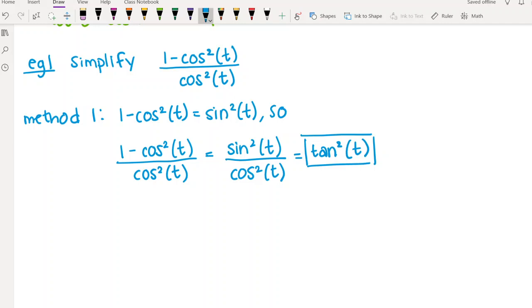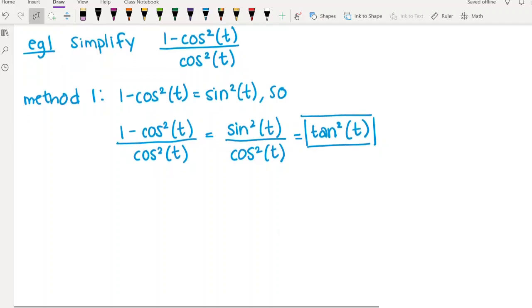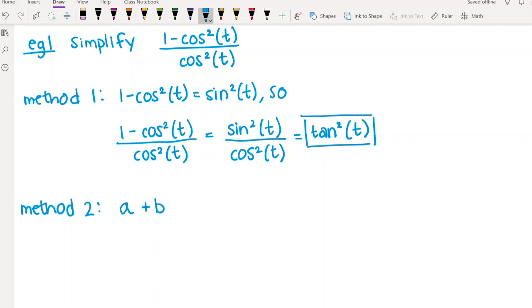But I want to show you a second method because it's going to relate to what we'll be talking about in tomorrow's video, and I think it's a good warm-up for that. The second method is to split this into two fractions. Anytime you have something of the form a plus b over c, that's always the same thing as a over c plus b over c. That's an identity in general about fractions, right?